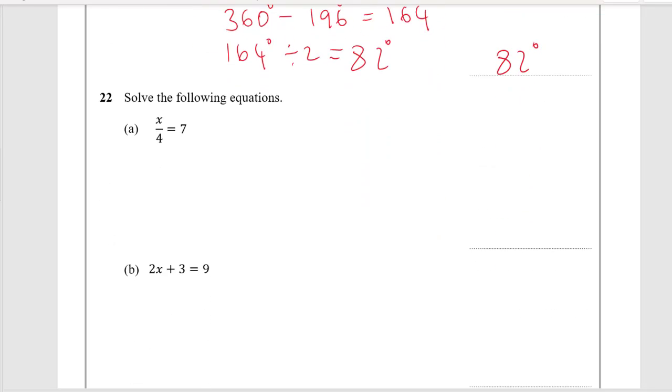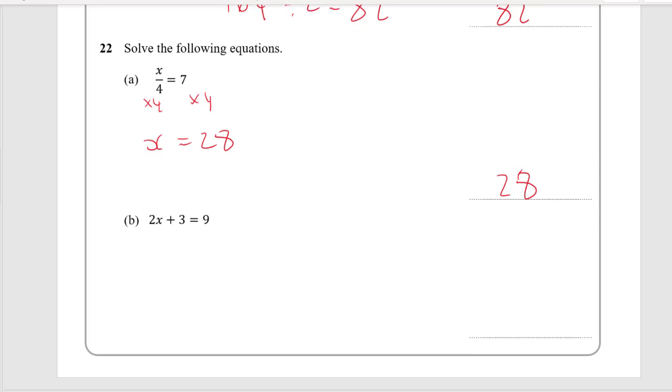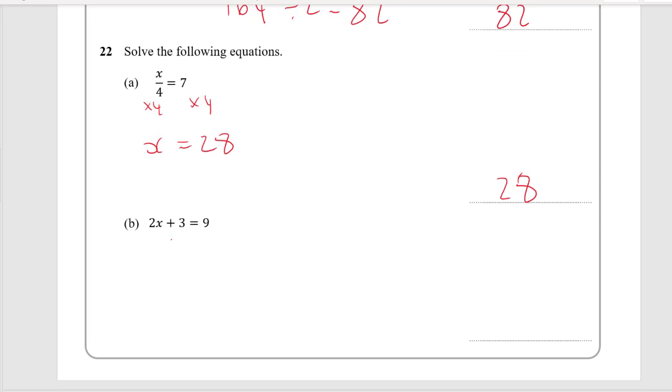Number 22, solve the equations. Dividing by 4, we want to isolate x, so we times by 4 on both sides. That gives us x is equal to 28. For B, to isolate x we need to take away 3 from both sides first. That gives us 2x is equal to 9 take away 3, which is 6. Divide by 2 on both sides. 2x divided by 2 is x, and 6 divided by 2 is 3. So x is 3. You can write x equals, usually it does give you x equals, but I can just write the number.